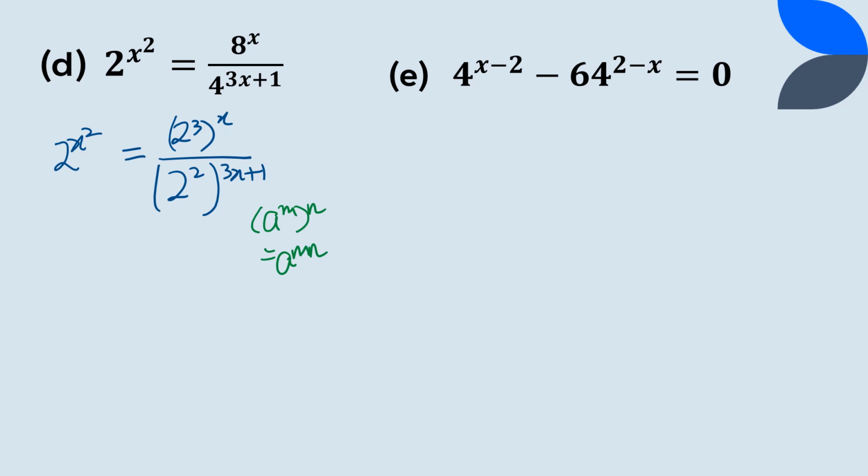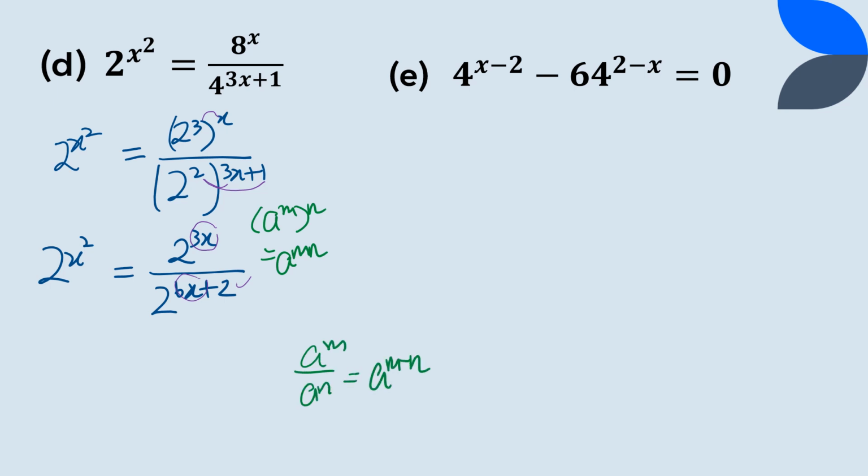a to the power of m, bracket, to the power of n is equal to a to the power of mn. So basically what's happening here is that you just take 3 times x to give you 3x, and then 2 times 3x to give you 6x, and 2 times 1 to give you 2. And then we apply another rule that we have learned: a to the power of m divided by a to the power of n will give you a to the power of m minus n.